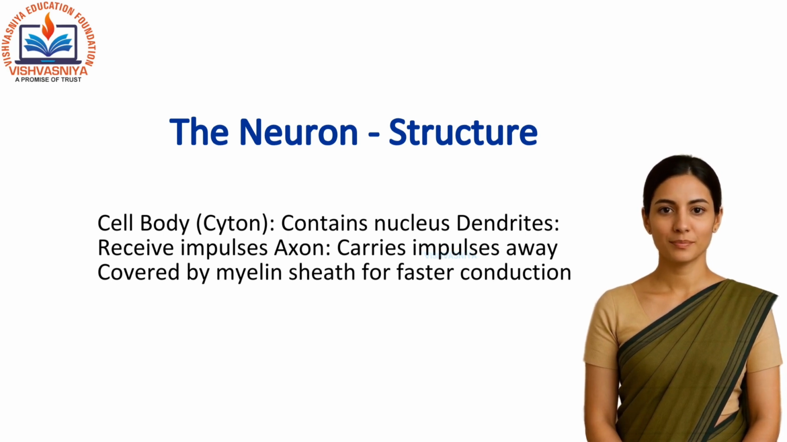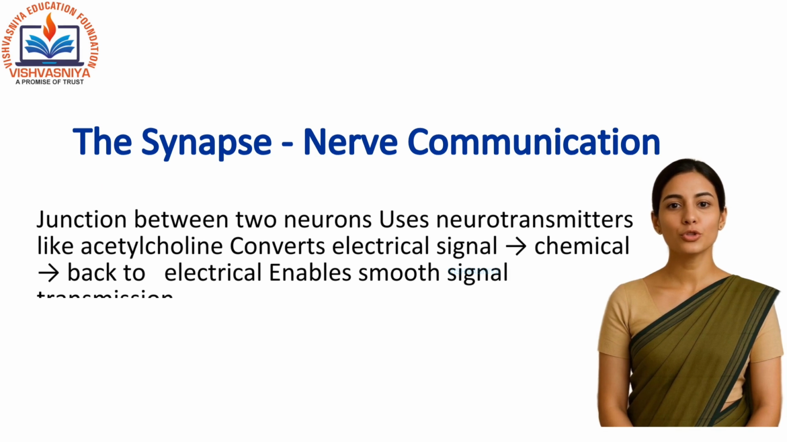It has three main parts: cell body, cyton, contains the nucleus; dendrites receive messages from other neurons; axon carries impulses away from the cell body. The axon is covered by a myelin sheath that speeds up signal transmission. At the junction between two neurons lies a synapse. Here, signals pass using chemicals called neurotransmitters, such as acetylcholine.